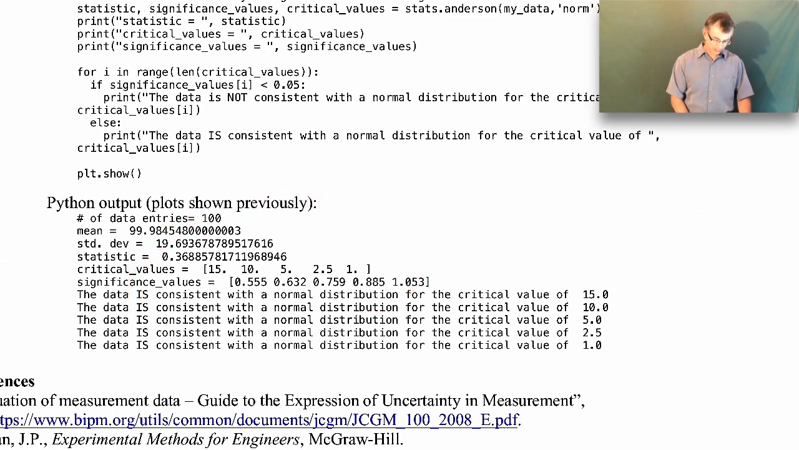The Anderson-Darling test actually checks different parts of your data set to see whether or not each part follows a normal distribution. So you'll see that this says the data does indeed follow a normal distribution over several different parts of the curve. So you're pretty confident that the whole curve follows a normal distribution.